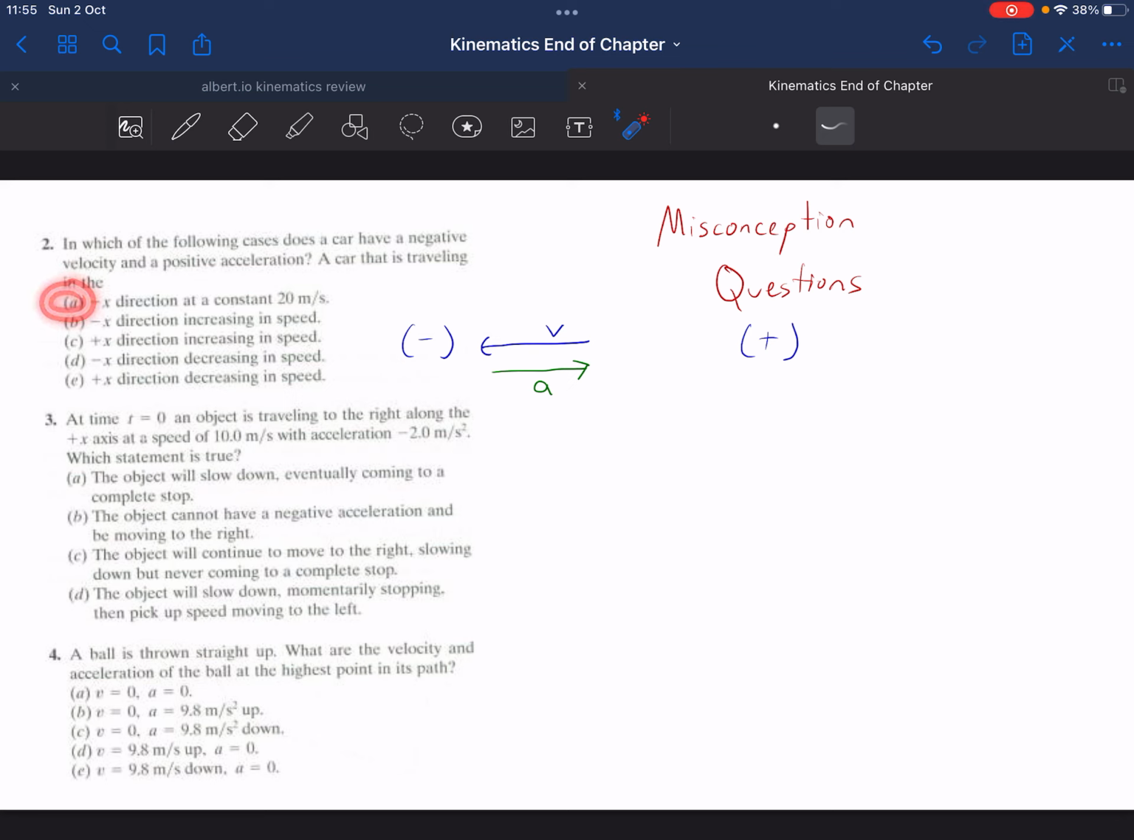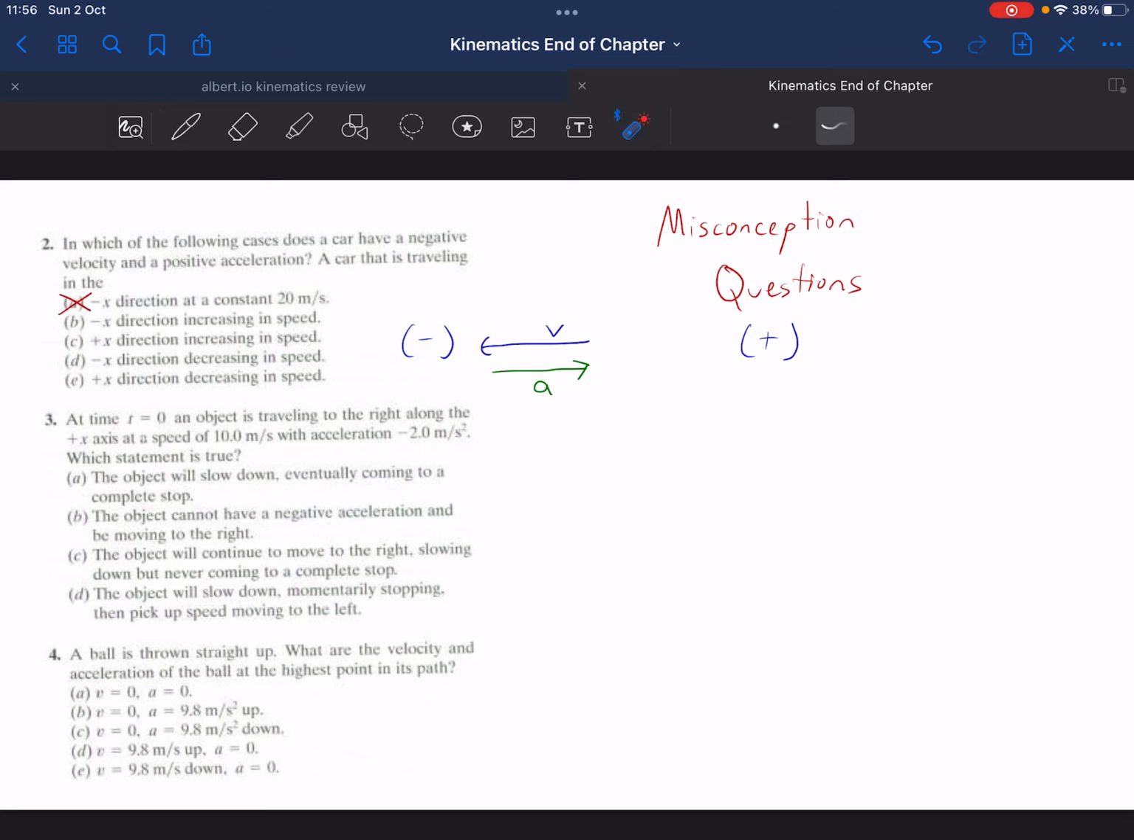For option A, it says something moving in the negative x direction at a constant 20 meters per second. So for A, we would have a velocity going to the left since it's in the negative x, but if the speed is constant, then we have no acceleration. Acceleration would be 0, so we can rule out option A.